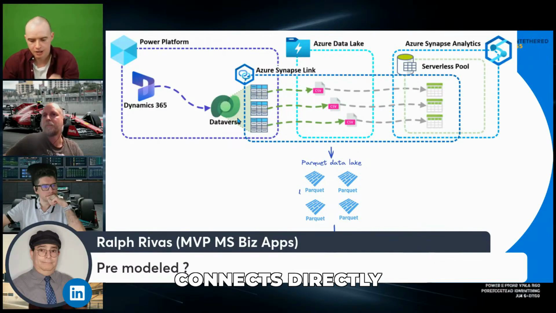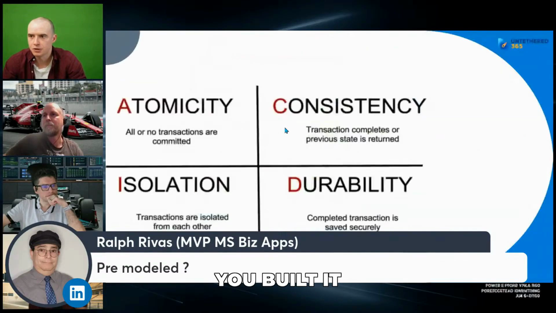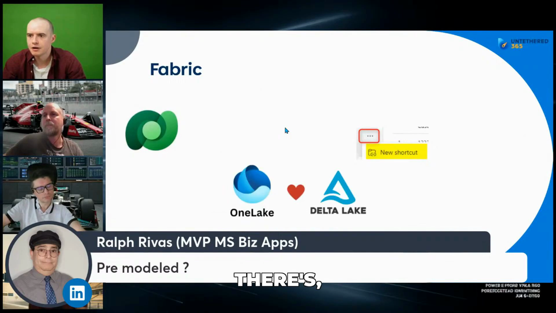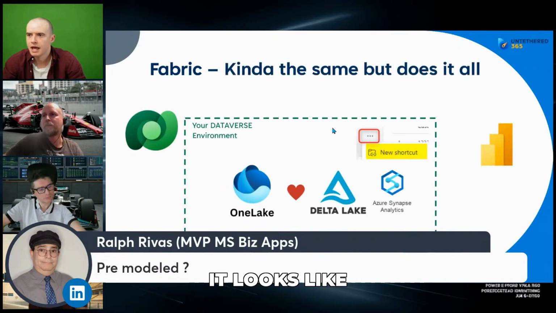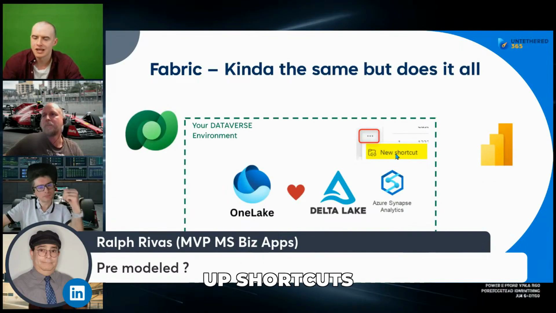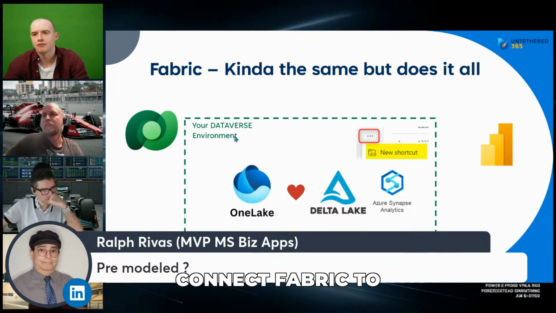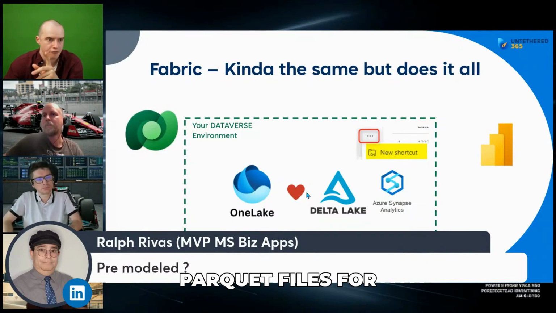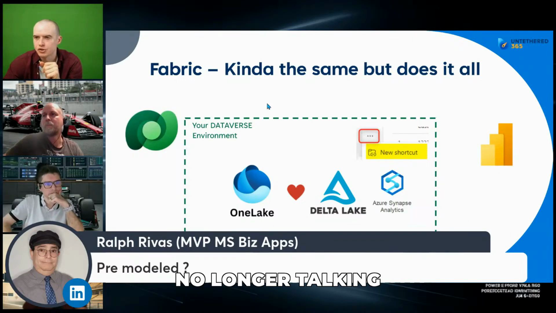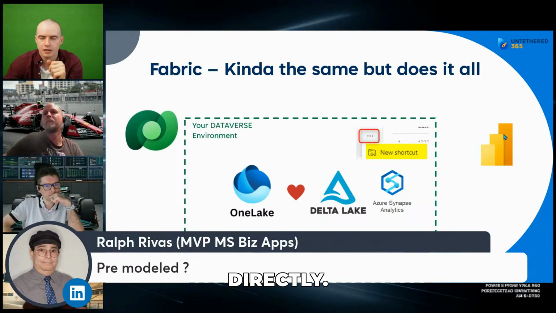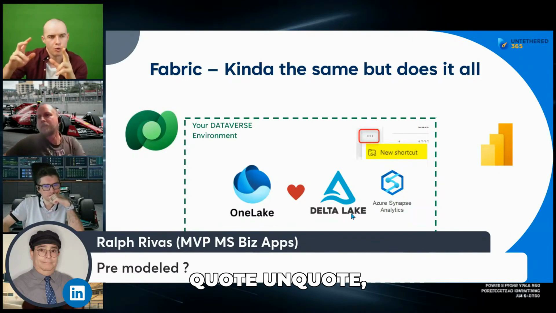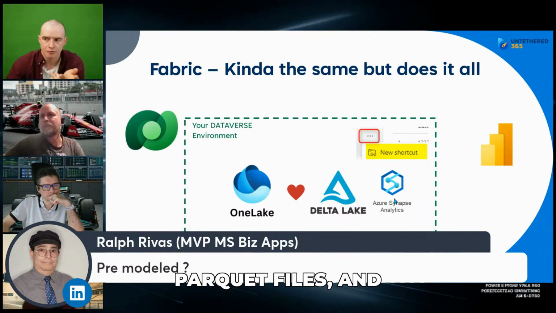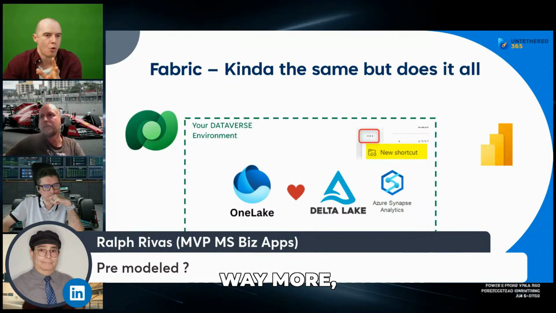Fabric rarely connects directly to Dataverse if you built it properly. So here, it looks like this. There's a new feature: you can set up shortcuts and you can connect Fabric to your Dataverse environment. And then it's going to put it all in those Parquet files for you. And then Power BI is no longer talking to Dataverse directly. It's talking to your quote unquote clone of your data in the Parquet files. And it'll be way more performant, much faster.